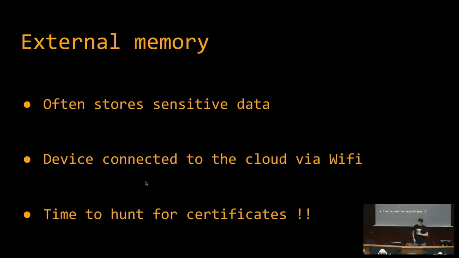On the external memory, on such devices, you often see that people will store specific assets, such as certificates, settings, whatever. In that case, the device is connected to the cloud directly via Wi-Fi, without any application, because usually you will have your app that will do a proxy, get the data out of the device and send it to the cloud. Here it's a direct connection. So often what I do is I fire r2 and I just hunt for certificates.